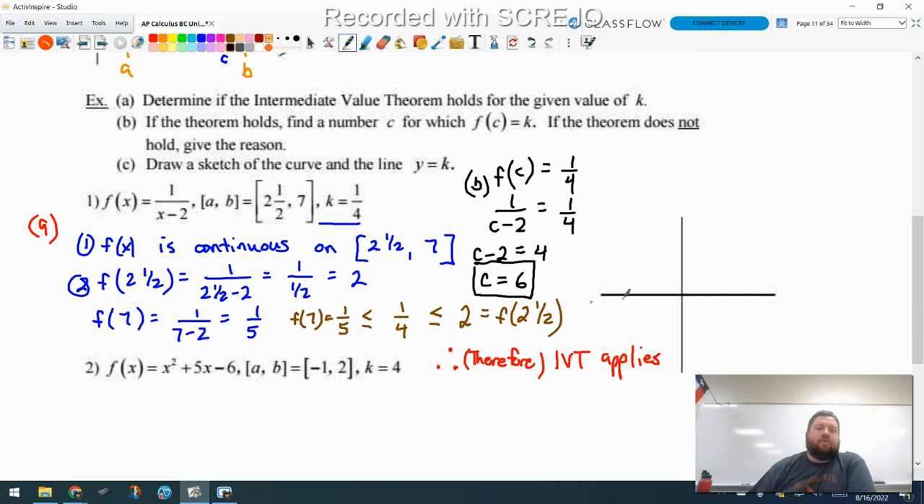All right, last thing it asked us to do was graph the function and graph the line y equals k. So I'm just going to start by plugging in numbers. This has a vertical asymptote at x equals 2.